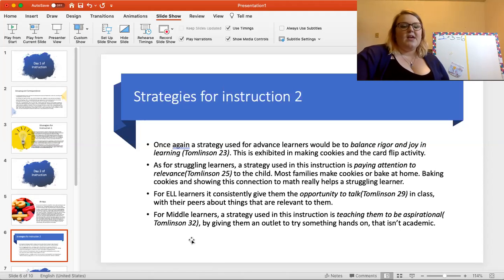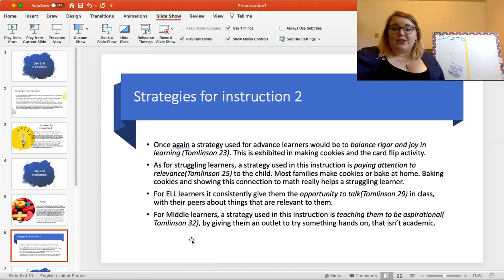For my ELL learners, it consistently gives them the opportunity to talk in class with their peers about things that are relevant to them. And then for my middle learners, a strategy used in this instruction is teaching them to be aspirational.